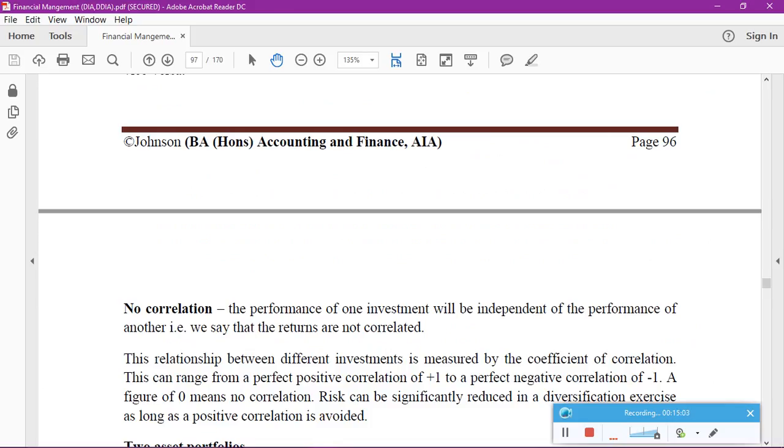Okay, so which one has lower risk here? Positive, negative, or no correlation? Which one has less risk? Negative.